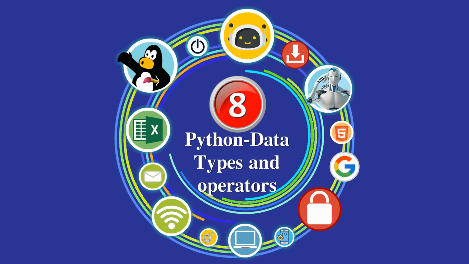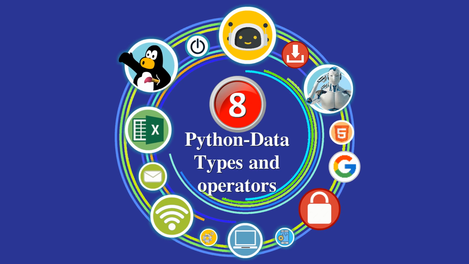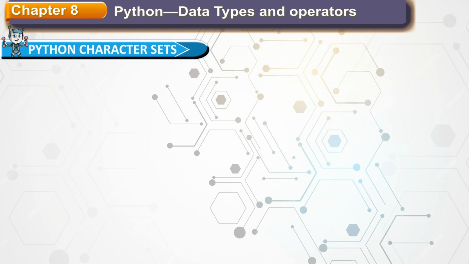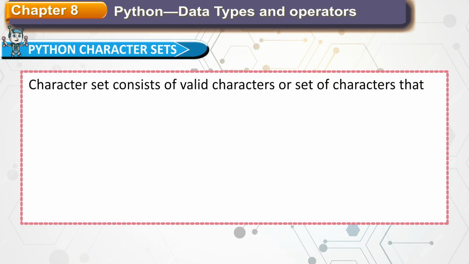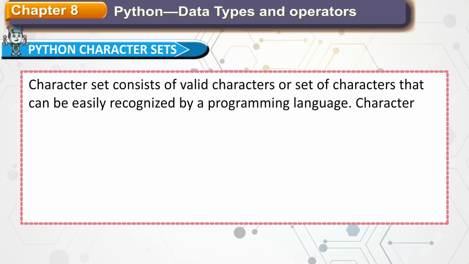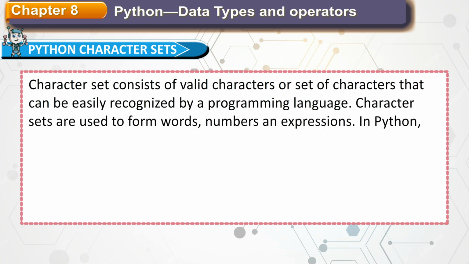Chapter 8. Python, Data Types, and Operators. Python Character Sets. A character set consists of valid characters or a set of characters that can be easily recognized by a programming language. Character sets are used to form words, numbers, and expressions. In Python, characters are categorized into 4 types.